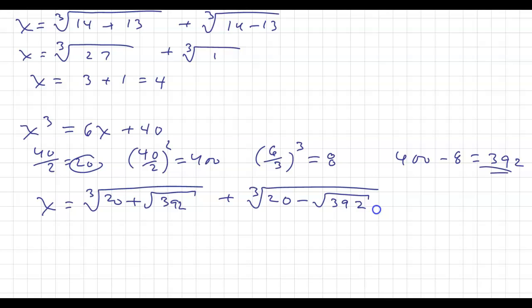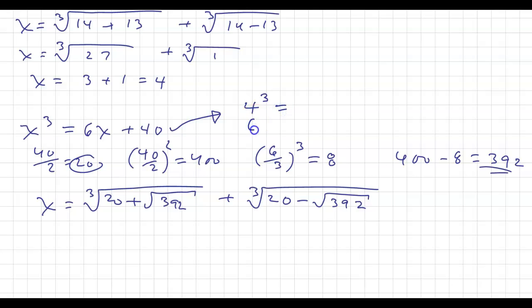Now, unlike before, we don't get lucky. 392 is not a perfect square, so I can't take the square root of it, and I kind of have to leave it like this, which is unfortunate because if you did trial and error on the original equation, you would find that the answer is 4.